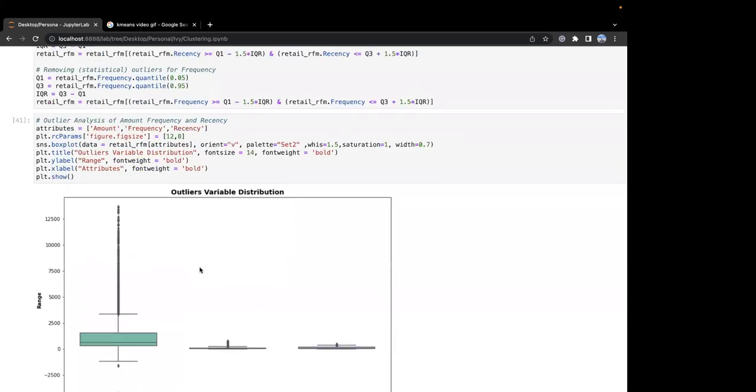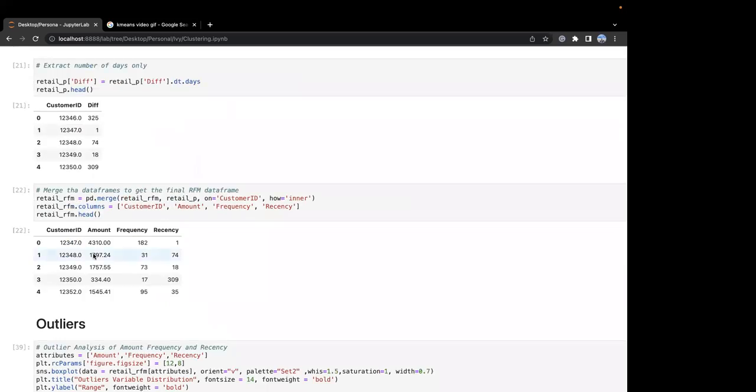Okay, so you finally have this amount, frequency और recency. अब clustering का एक fundamental problem क्या है कि because आप distance based measure करोगे तो you cannot do that with absolute terms. Absolute value of amount का distance and absolute value of frequency का distance कभी same नहीं होगा.